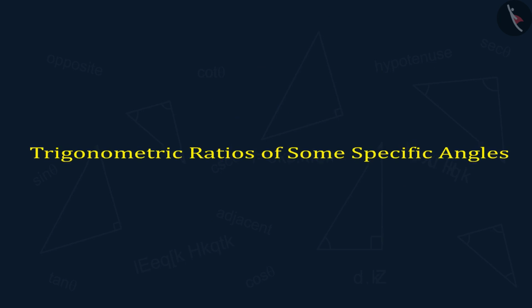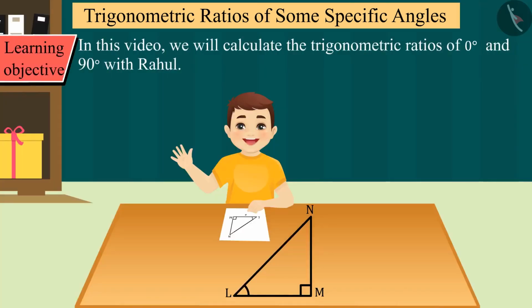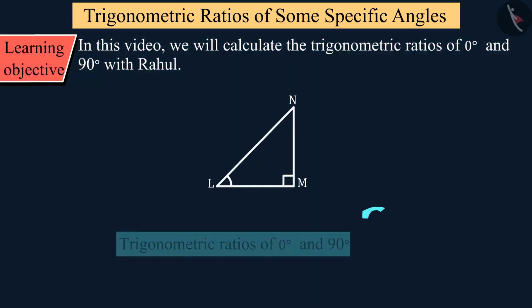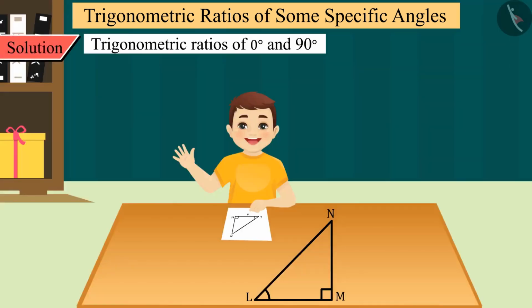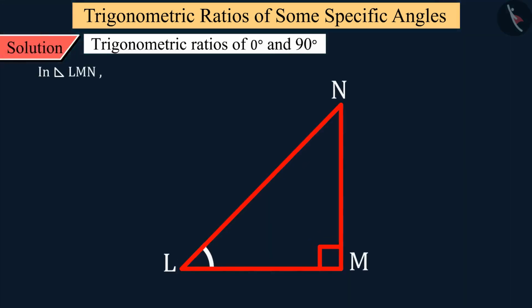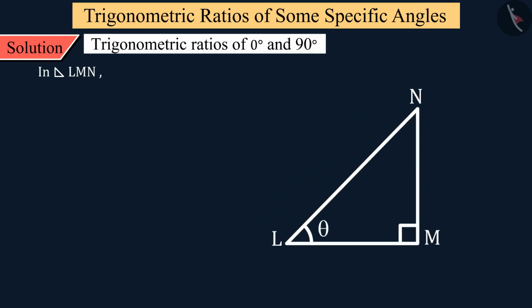Welcome to this video. In the previous video, we calculated the trigonometric ratios of 30 degrees, 45 degrees and 60 degrees. In this video, we will calculate the trigonometric ratios of 0 degrees and 90 degrees with Rahul. We know that Rahul has a right-angle triangle LMN, where angle L is an acute angle. Suppose its value is theta.